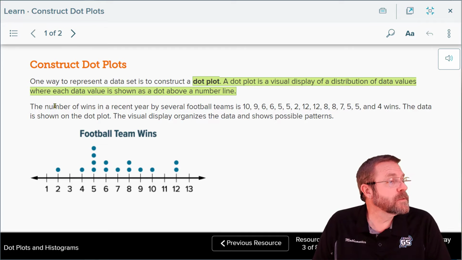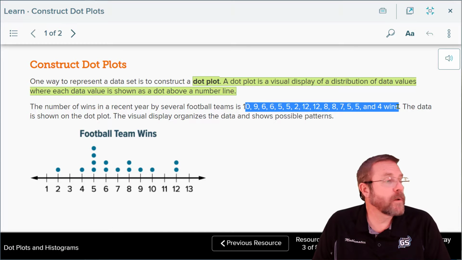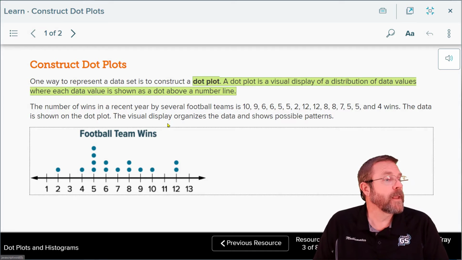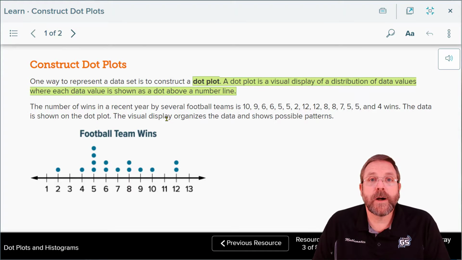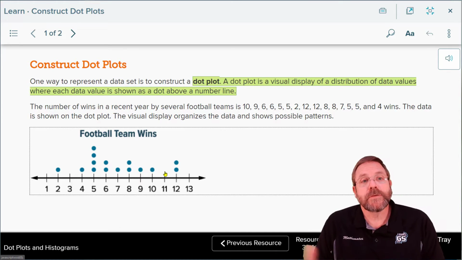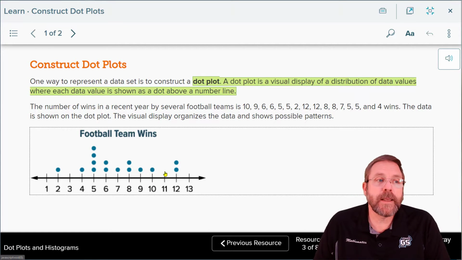The number of wins in recent years for several football teams is listed here. Look at all those pretty numbers, and the data is shown on the dot plot. It's a good visual display that helps to organize data and show possible patterns. So for example, you can see that there were 4 teams that had 5 wins that year. There were 2 teams that had 12 wins that year, and there were 5 teams that only had 1 win that year.